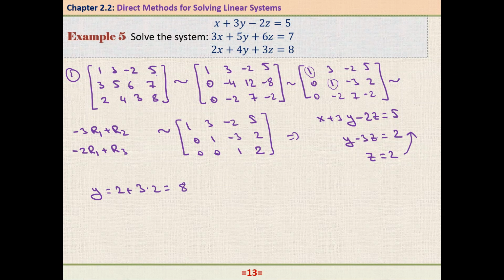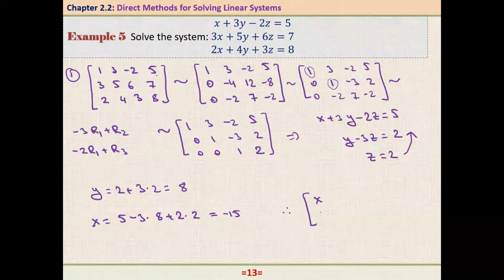Now we know the value of y. In the first line, x is equal to 5 minus 3 times y plus 2 times z. y is equal to 8 and z equals 2, so that is 5 minus 24, plus 4, is minus 20... that's equal to minus 15. So I can write the solution of the system x, y, z as a vector. What is the solution? The solution is -15, 8 and 2. That is the solution of this system.